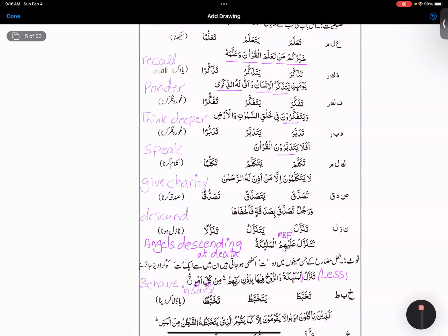Then we have tasaddaqa, yatasaddaqu, tasaddaqan. Wa rajulun tasaddaqa bi sadaqatin fa'akhfaha. So wa rajulun, a man, tasaddaqa, gave charity, bi sadaqatin, with a sadaqa, so he made some charity, fa'akhfaha, and then he hid it.